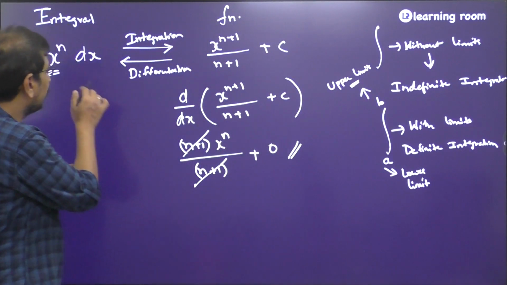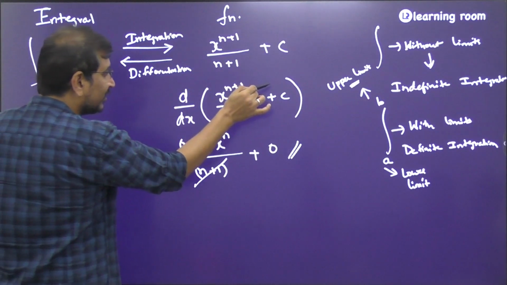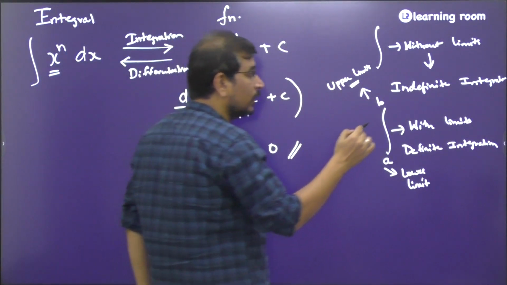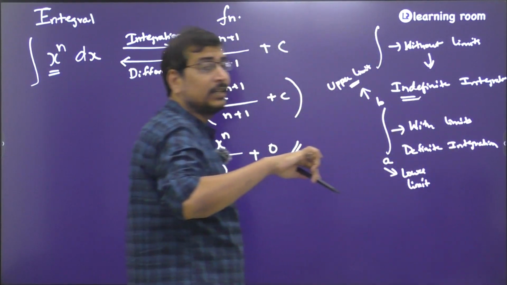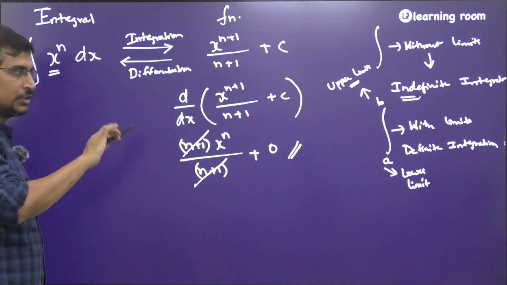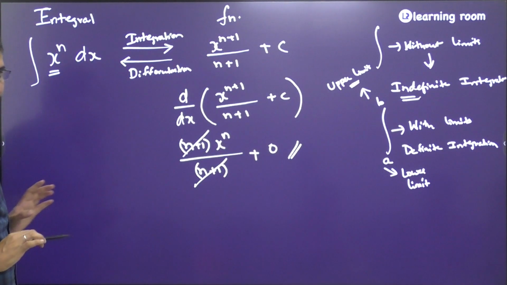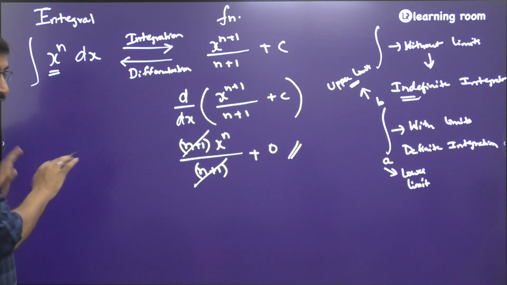Right? So a constant is added only in which condition? When you do the indefinite integration. Whenever you do definite integration, you will not add the constant. I'll tell you how to handle that. Am I clear with this idea?